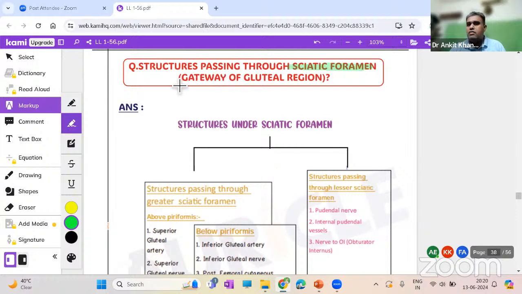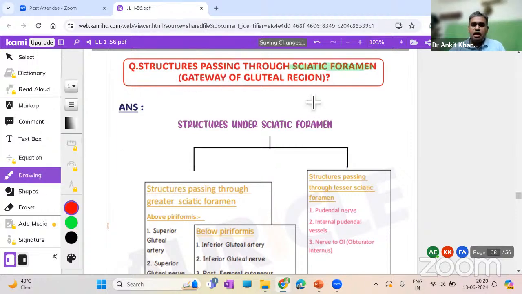Sciatic foramen, we have 2 sciatic foramens. Basically, we have a greater sciatic foramen and we have a lesser sciatic foramen. Where do we see them? We see them on the hip bone. Remember in your DH or bone section, when the hip bone was handed over to you to just go through it. How do you handle, or how do you pick up the hip bone?